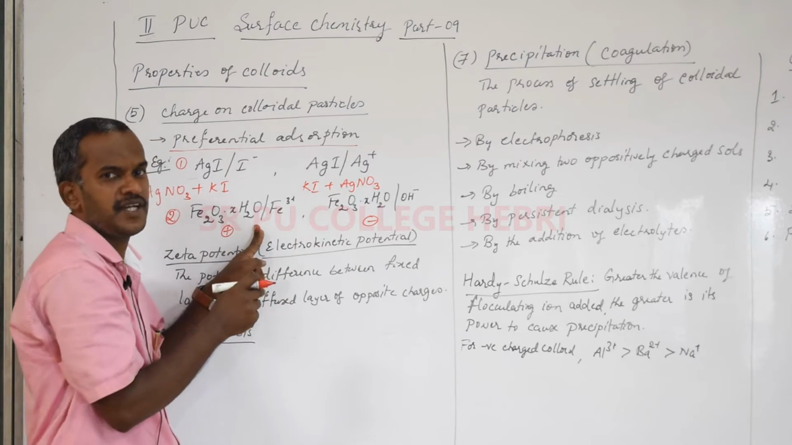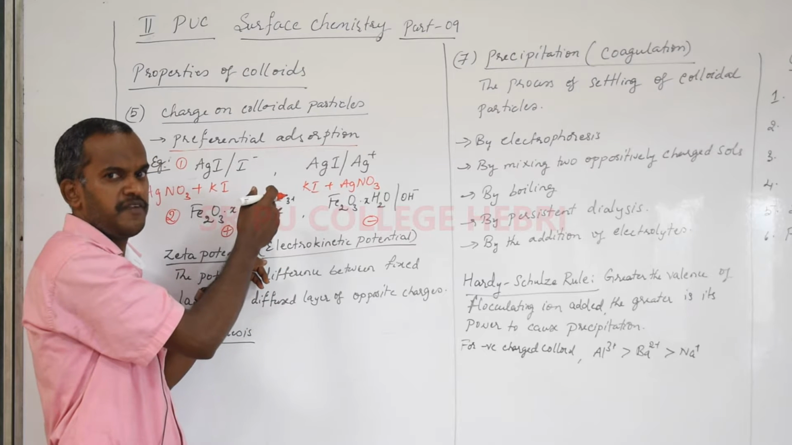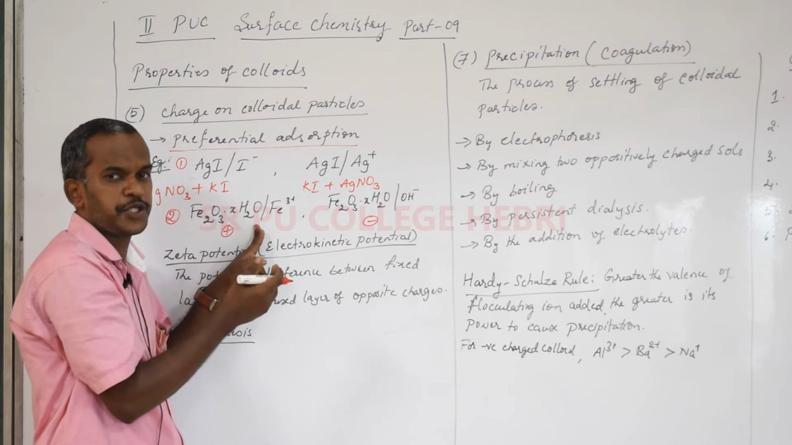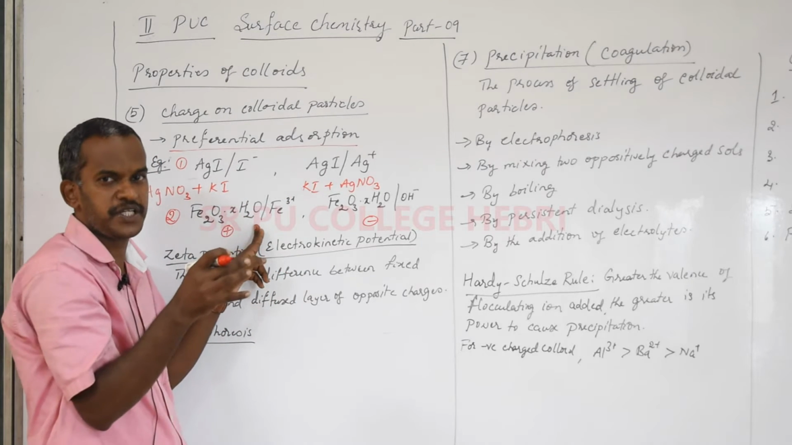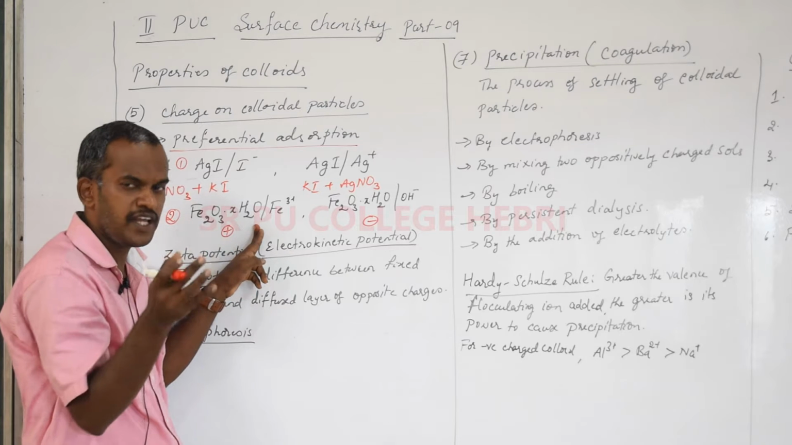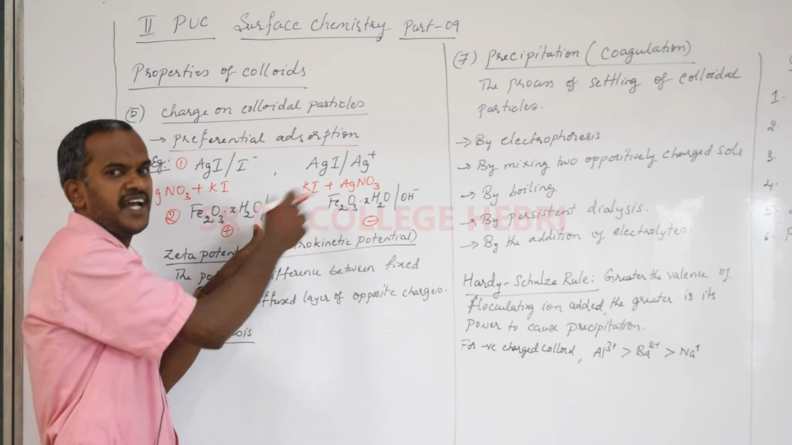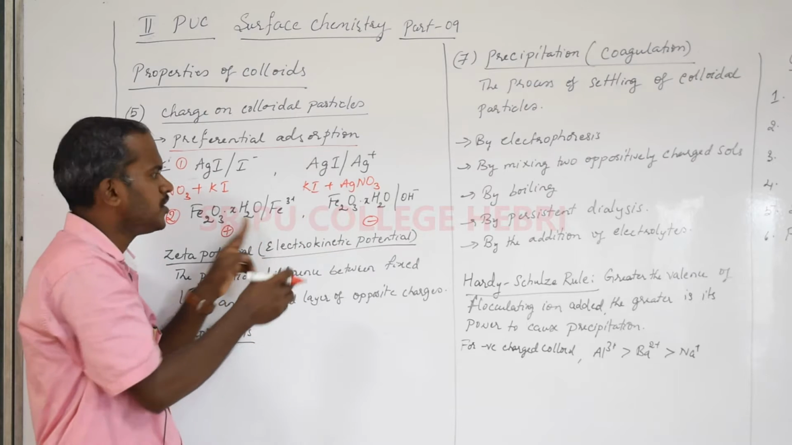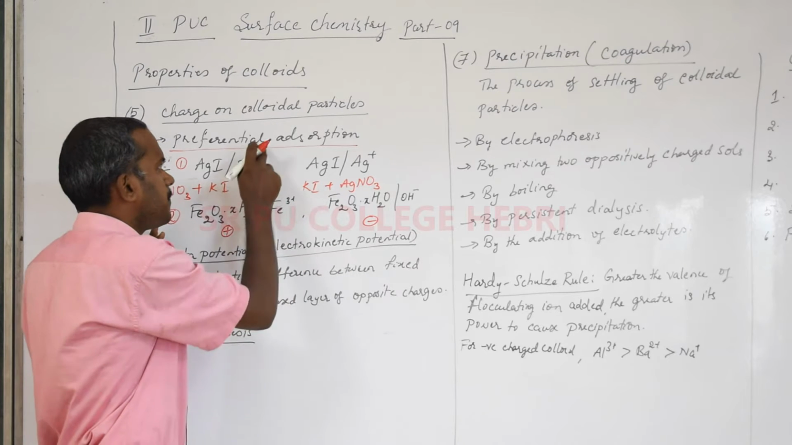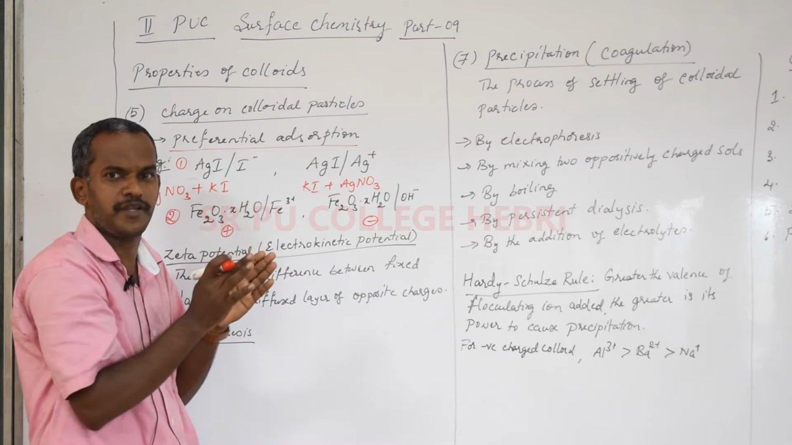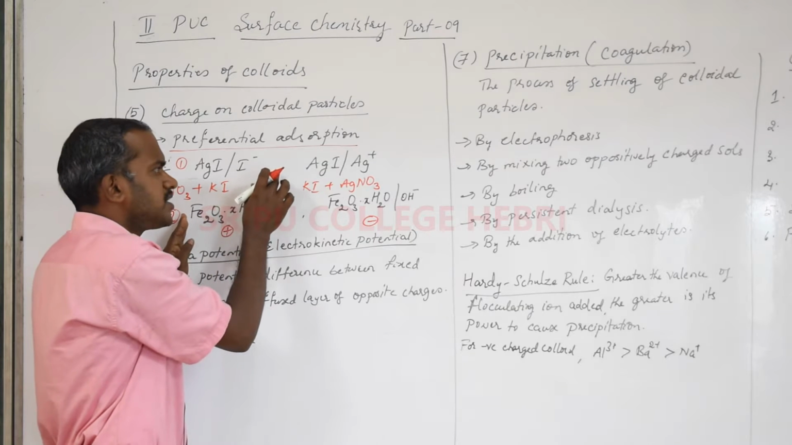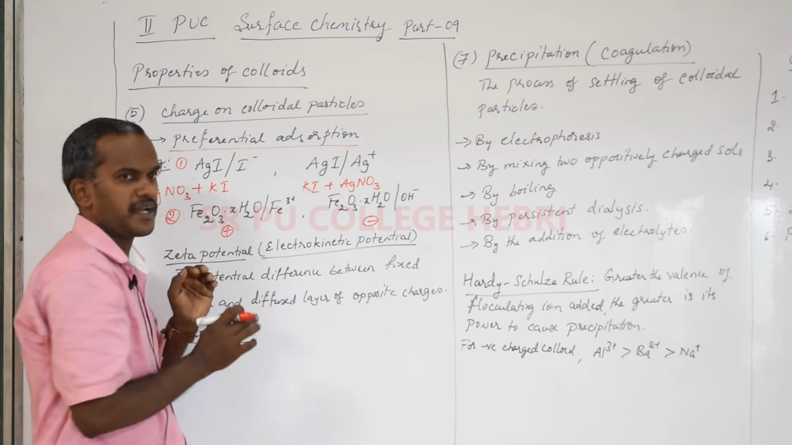I think you understood in the previous classes the cleansing action of soap, how micelle formation takes place there, how the hydrophilic and hydrophobic ends of the soap molecule accumulate around the grease and give a charge to it. So here also you understood that preferential adsorption is one of the phenomena which explains the charge on the colloidal particles.